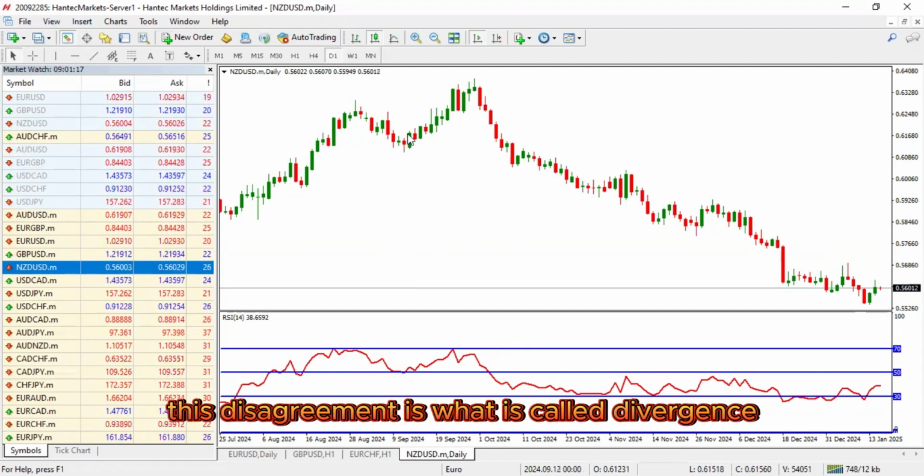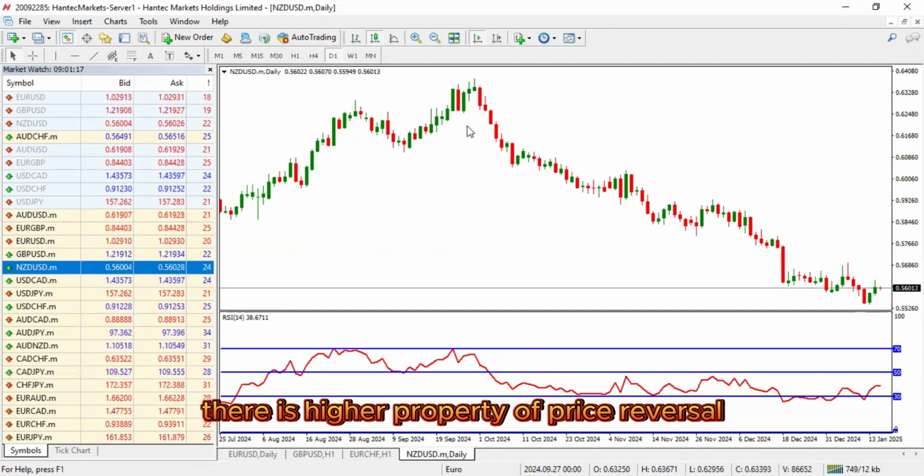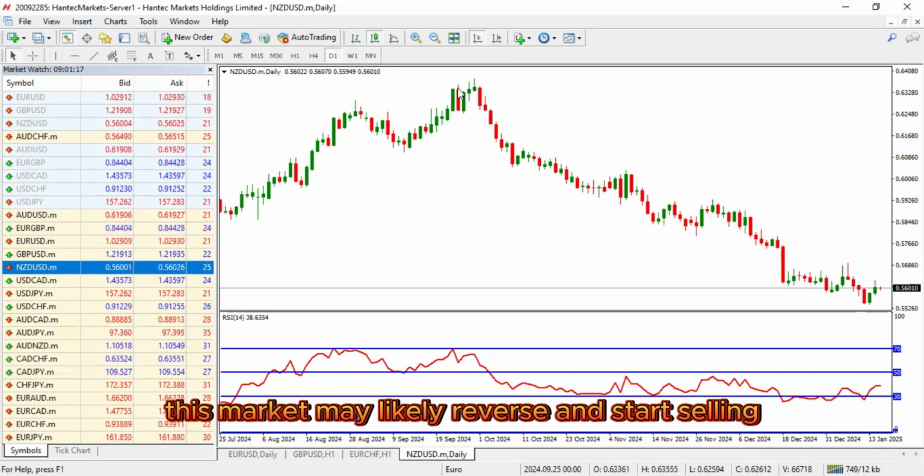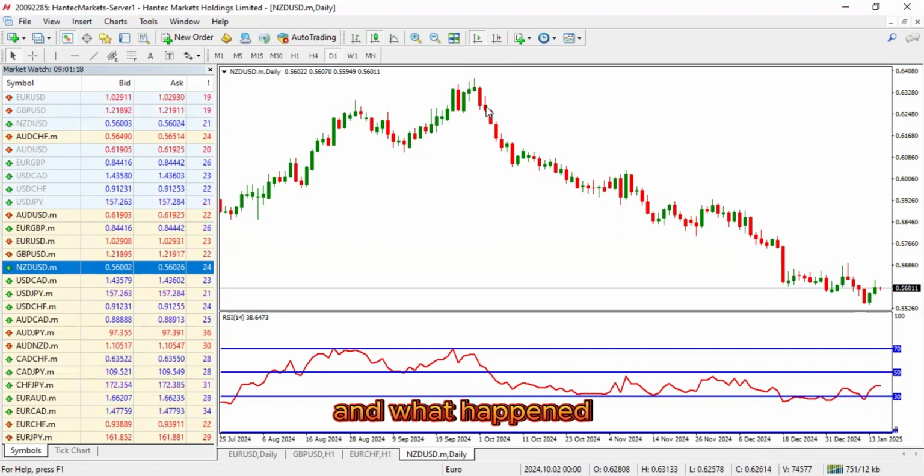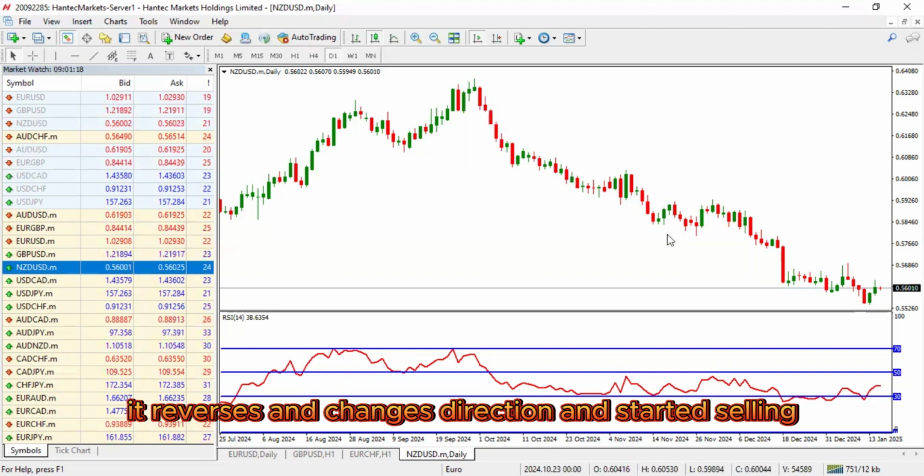This disagreement is what we call divergence. Whenever the disagreement is spotted, there is higher probability of price reversal. It is telling us that this market may likely reverse and start selling. And what happened? It reverses, changes direction, and started selling.